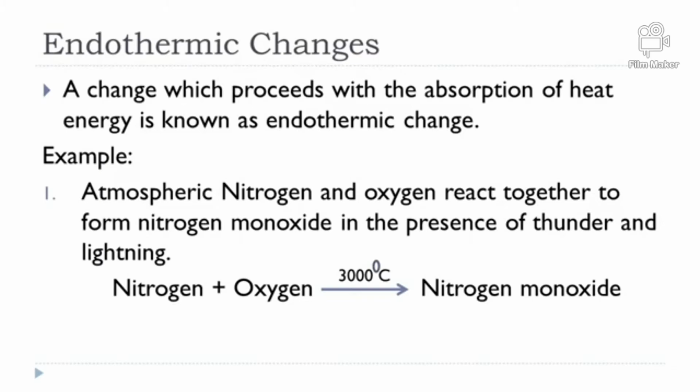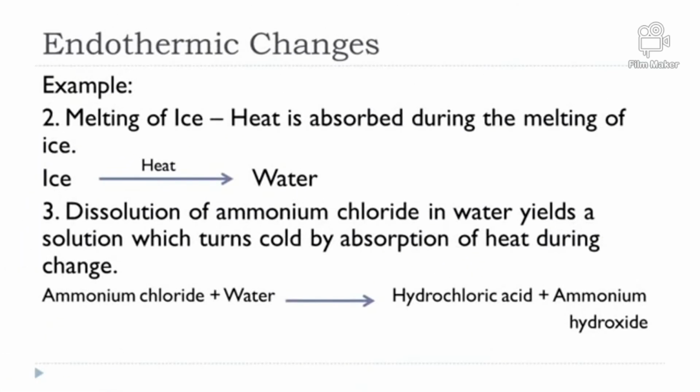For example, atmospheric nitrogen and oxygen react together to form nitrogen monoxide in the presence of thunder and lightning. This is your first encounter with a chemical reaction. I want to seek your attention that such reactions will be there in your chemistry in further chapters and classes. So get used to these reactions, because chemistry is all about reactions taking place. So this one is your first reaction: nitrogen plus oxygen at 3000 degrees Celsius of temperature makes nitrogen monoxide.